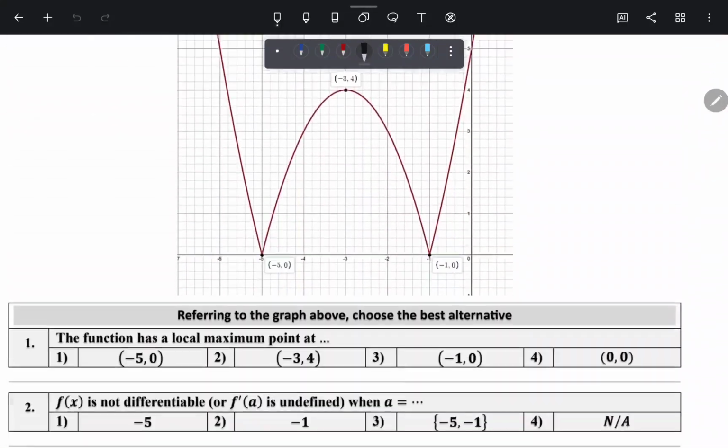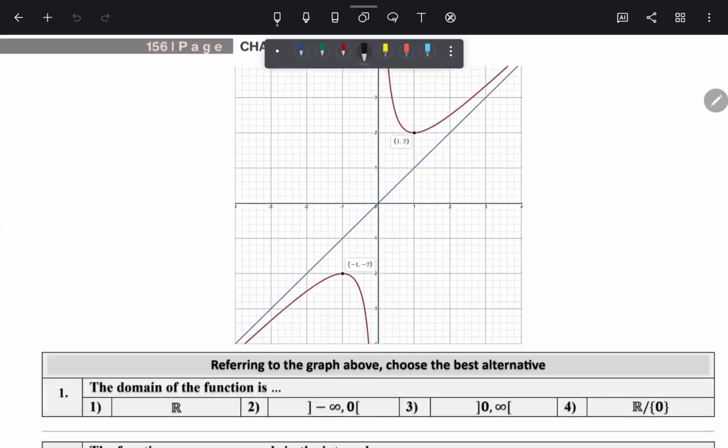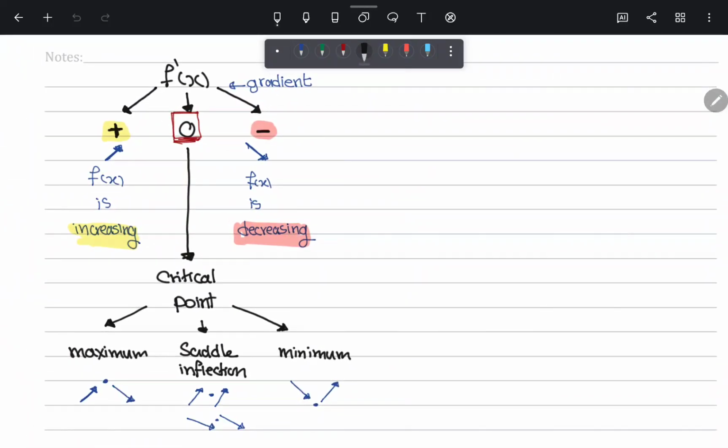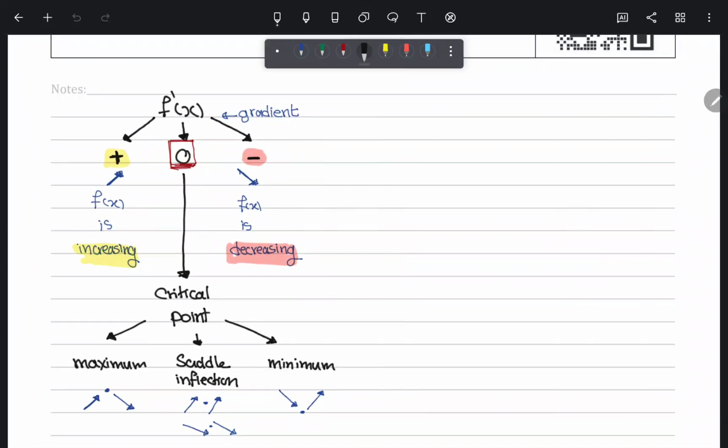Let's check something else. Let's come back to the tree. The first derivative we said is either positive or negative. Positive means increasing, negative means decreasing. It can be zero. If you get zero, then you have a critical point. That critical point can be a maximum or a minimum or a saddle inflection point.